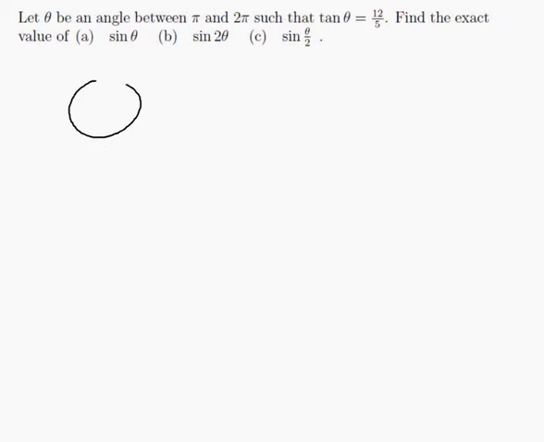Here's the unit circle. There's the y-axis, there's the x-axis. And angles are measured anti-clockwise from the x-axis. So this would be pi, 180 degrees, and this would be 2 pi, just there, like that. So my angle is somewhere in here between pi and 2 pi. Okay, that's good.